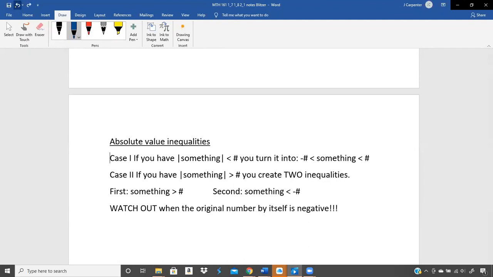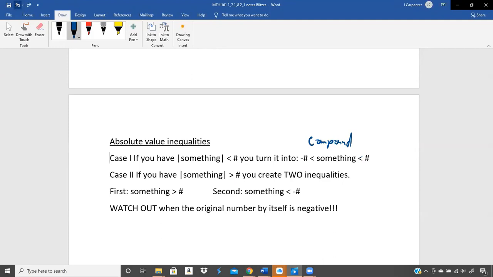So case 1, if you have the absolute value of something is less than a number, you turn it into a, this is known as a compound. I said we'd get to it sooner than later. This is a compound inequality where we have the variable stuff in the middle, and then there's numbers surrounding it on the outside.